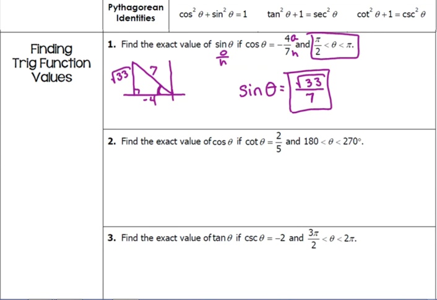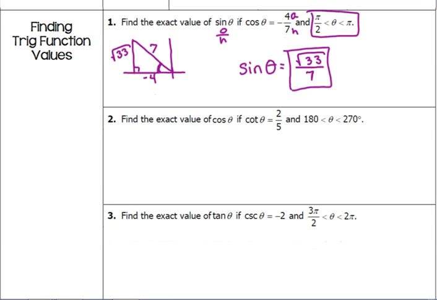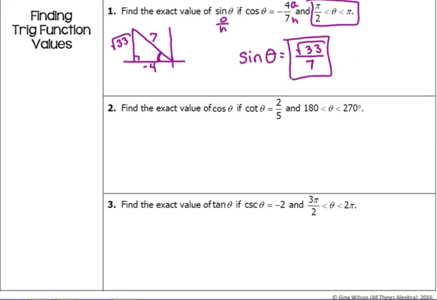Find the exact value of cosine if cotangent is equal to 2 over 5 and theta is between 180 and 270 degrees. So this time we are in the third quadrant. Let's go ahead and draw our triangle in the third quadrant. Label everything that needs labeling, our right angle, our theta. Cotangent. Tangent is opposite over adjacent, so cotangent is the reciprocal of that. That's going to be the adjacent over the opposite. So the adjacent length is 2, the opposite length is 5.